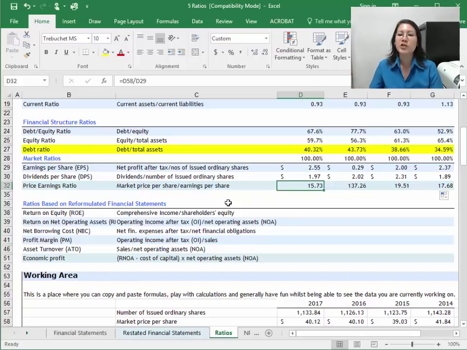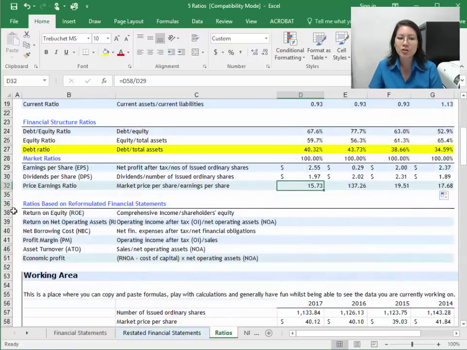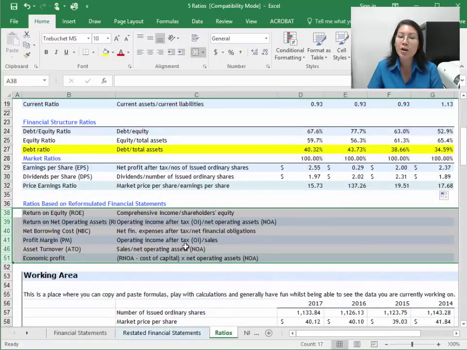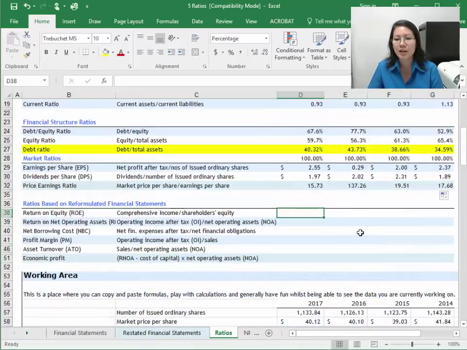Okay, that's all the ratios linked to the original financial statements. Now we're just going to do the last 6, and we're going to link those to our restated financials. We want to see all of these ones linked to this tab, the restated financials. Okay, so starting with 2017, return on equity is CI divided by shareholders' equity.